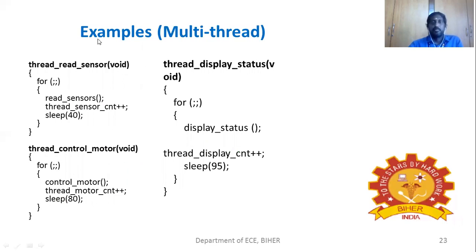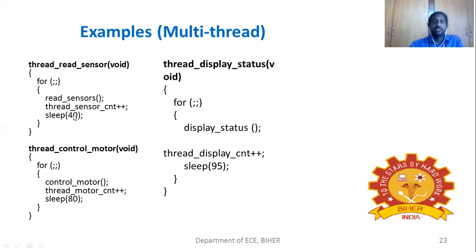These are the multi-thread examples for a watchdog timer. There are 3 processes: read sensor, control motor, and display the status. These are 3 different sequential processes, so we need to handle the timers accordingly.